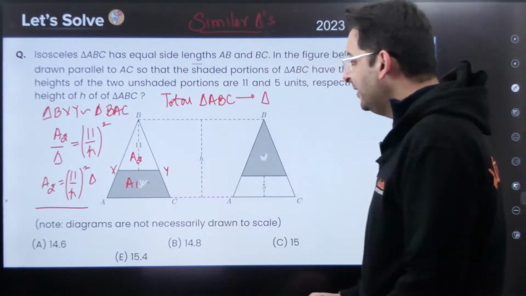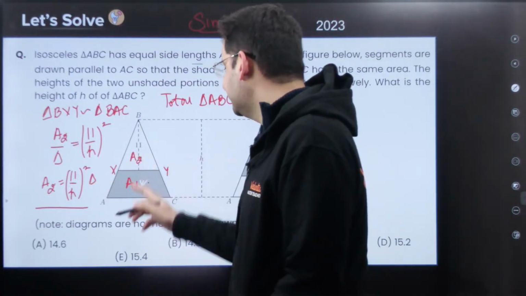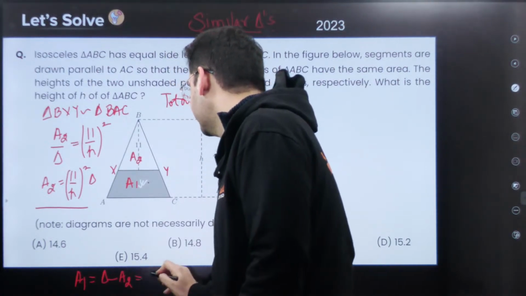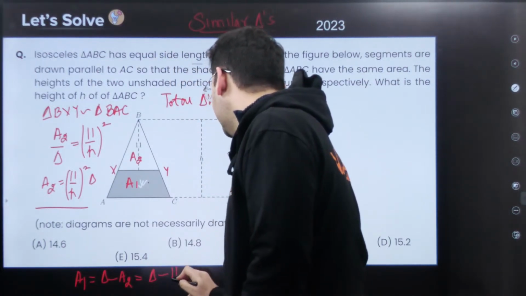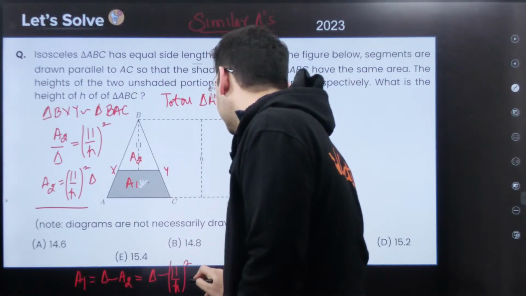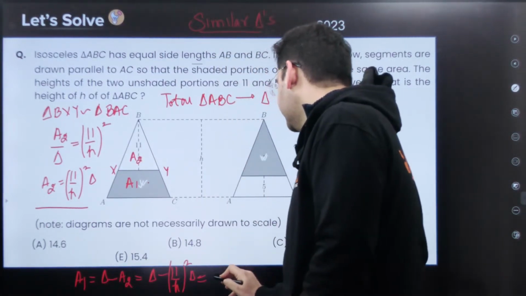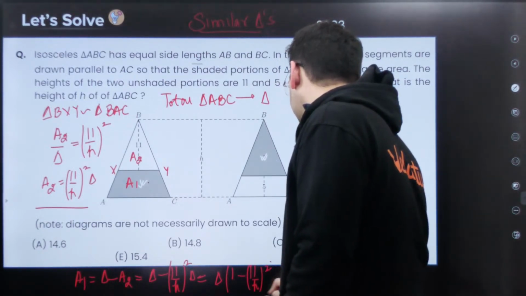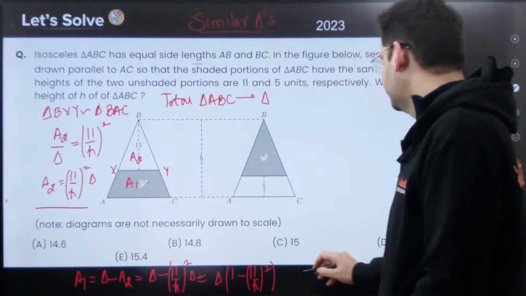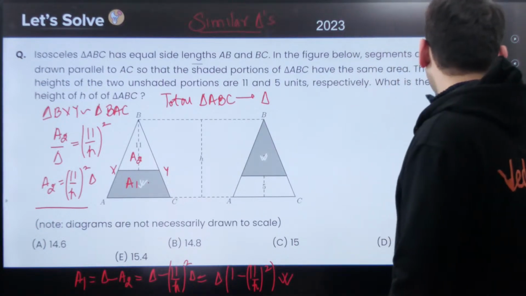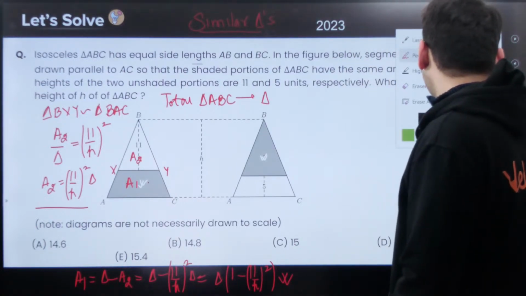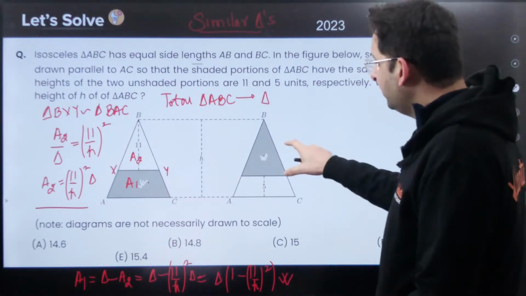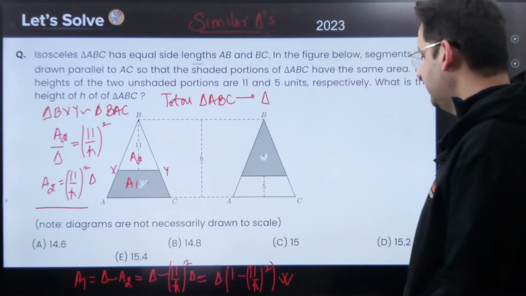So what is going to be A1? If A2 is this, A1 is going to be delta minus A2. So delta minus 11 by h whole square delta, so delta times 1 minus 11 by h whole square. I hope this is clear to you. Okay? Now let us move on. So we have found A1 in terms of delta.